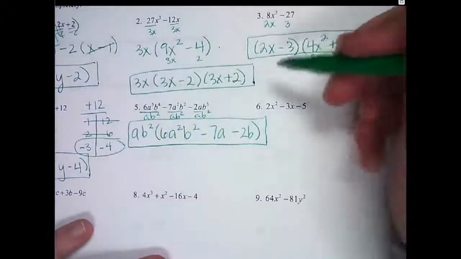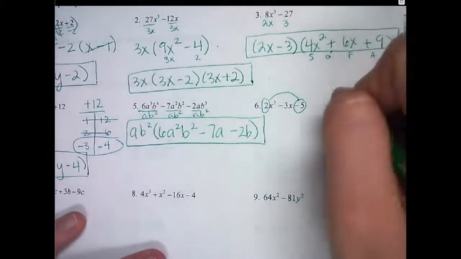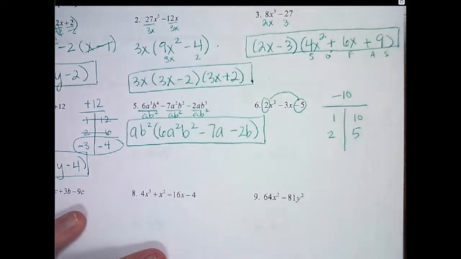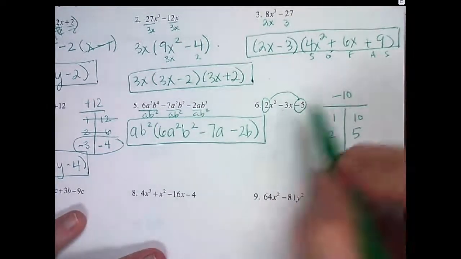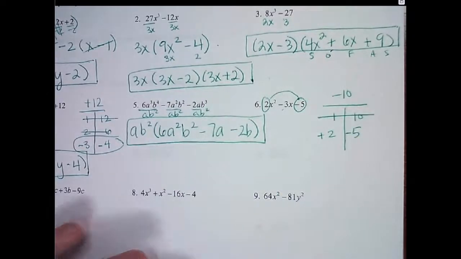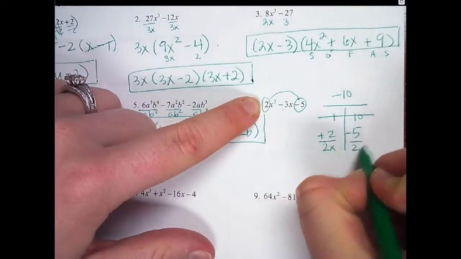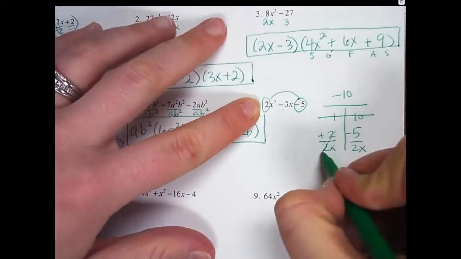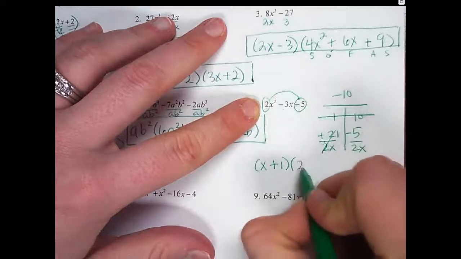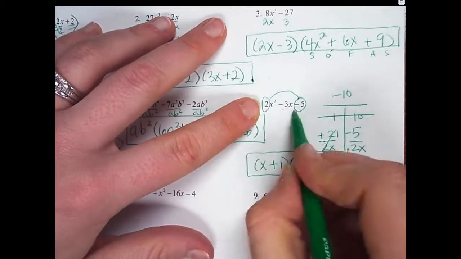Number 6, I have a trinomial. I can't take anything out, but I notice there's a number in front, which means I have to multiply it with this number. So I have -10. I'm going to list my factors. 1 and 10, 2 and 5. Now, I want to add to get this -3, so it can't be that. So this needs to be a +2 and a -5. But I multiplied in this 2, which means I have to divide it back out. So I'm going to divide out 2x and 2x. So this simplifies to be x plus 1. And this one doesn't simplify, so 2x minus 5. Again, if you're stuck, multiply it out and see if you can get this back again.